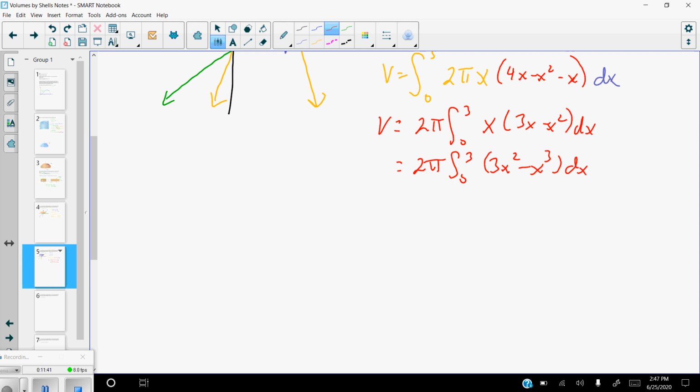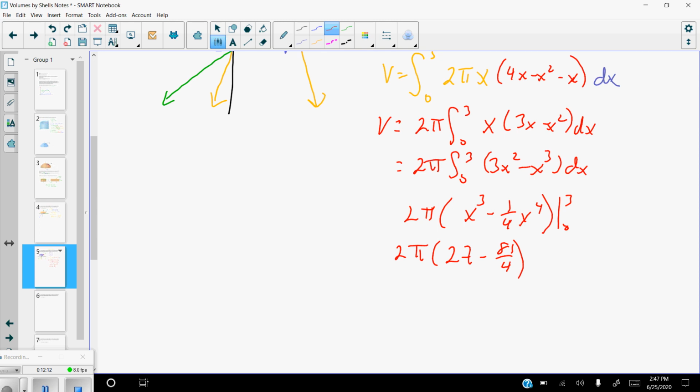So our volume is 2 pi. Now the antiderivative of 3x squared is just x cubed. Antiderivative of x cubed is 1/4 x to the 4th. And we'll evaluate that from 0 to 3. If we plug in 3, we're going to get 27 minus 3 to the 4th is 81, so 81/4. If I plug in 0, 0 makes x cubed and x to the 4th go away, so I don't have to worry about subtracting anything there.